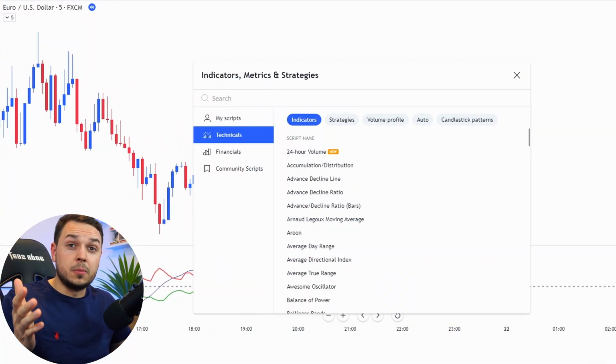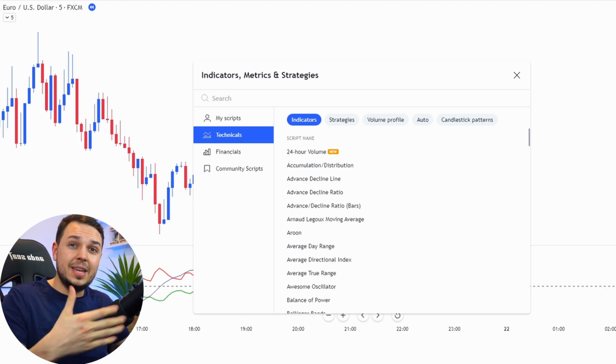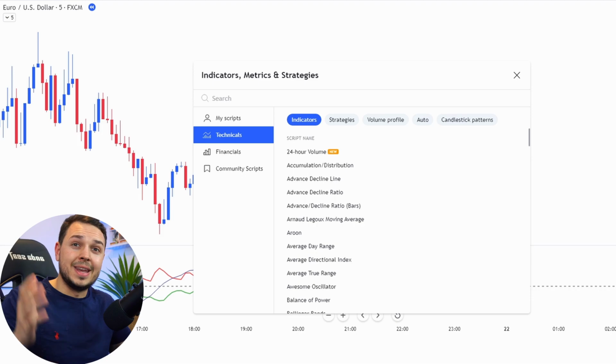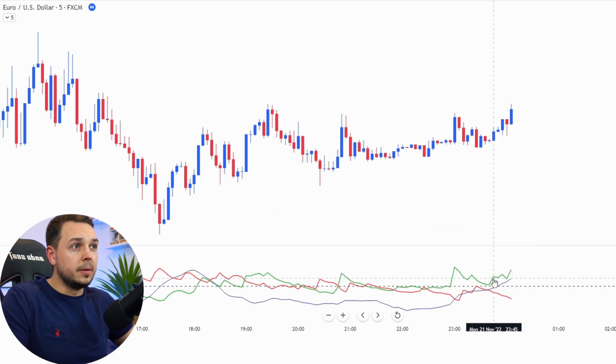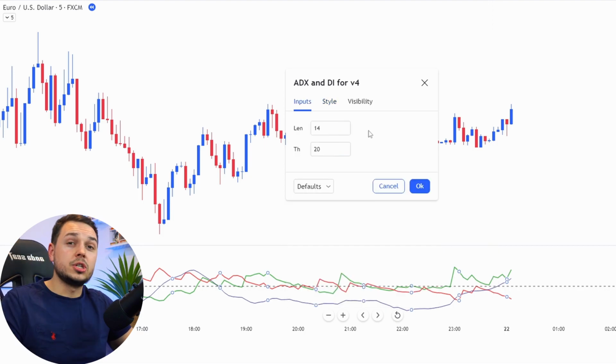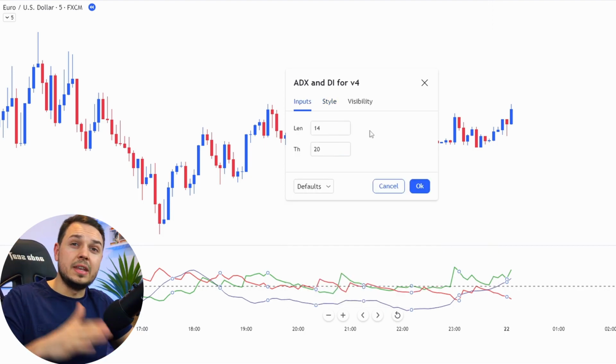Okay, so the first thing, we want to find the indicator. So of course, we're going to go to the TradingView indicator section and type in ADX. Once you have done that, under community scripts you will find ADX and DI. So once you have added the ADX indicator, make sure to double click on it. Make sure the input section says 14 and 20.